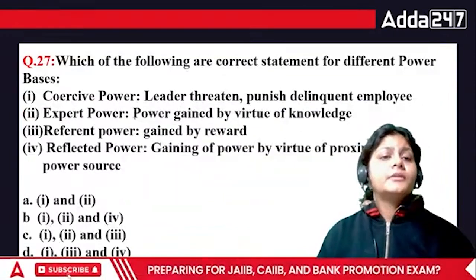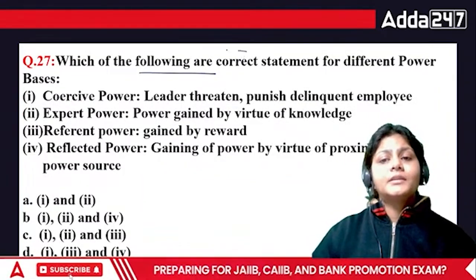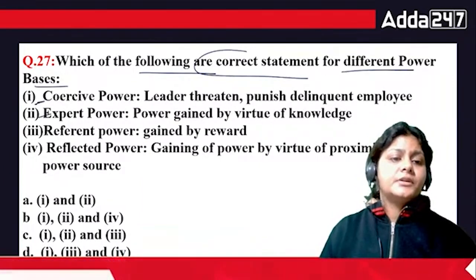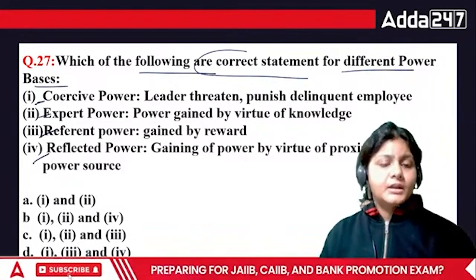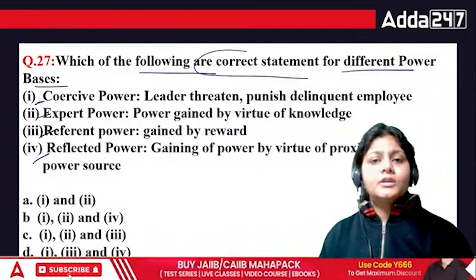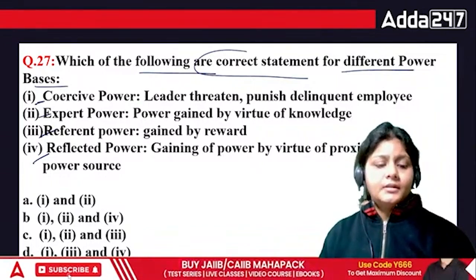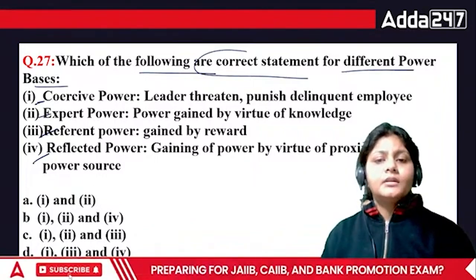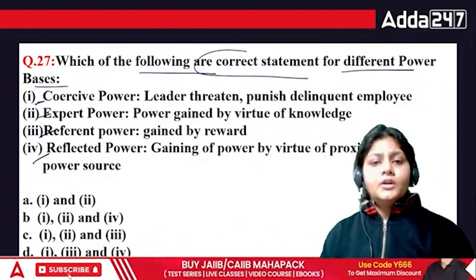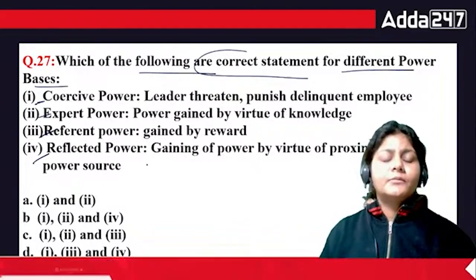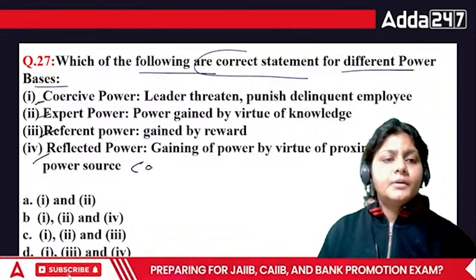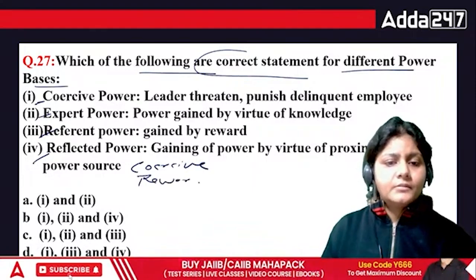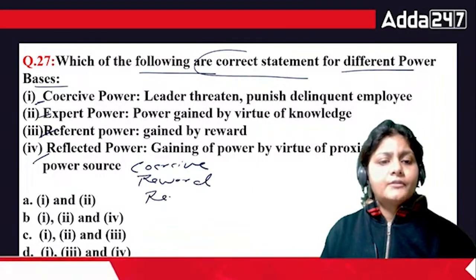Now question number 5: which of the following are correct statements for different power bases? Coercive power, expert power, referent power, reflected power. Which one is the correct statement? You have to identify among options 1 and 2, 1 to 4, 1 to 3, and 1, 3 and 4. There are 5 powers given by French and Raven. Number 1 is coercive power. Then we have reward power. Then we have referent power.